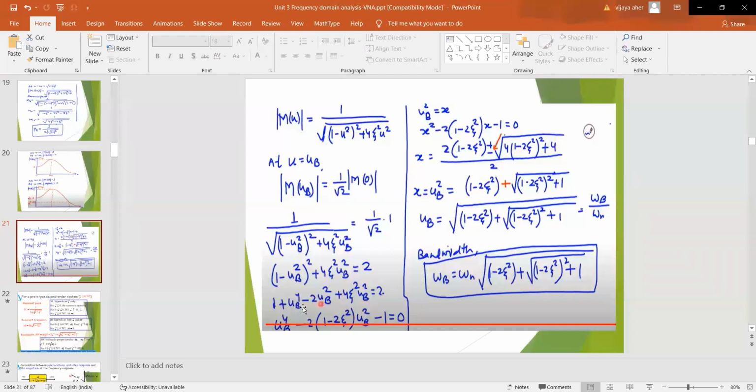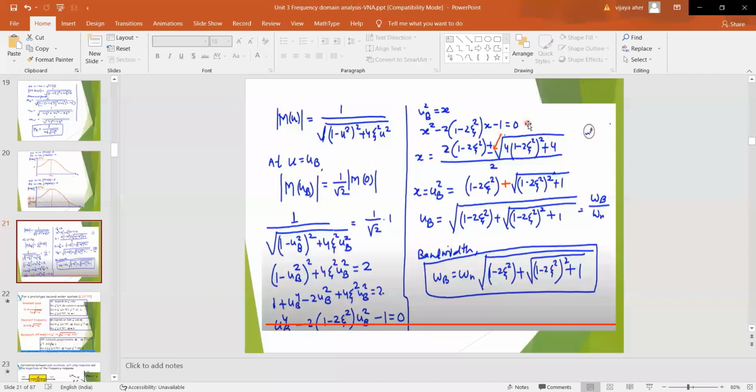ub square common taken. So minus 2 into 1 minus 2 zeta square into ub square, minus 1 is equal to 0. Now this is nothing but your quadratic equation. So just put ub square is equal to x. Then you will get simplified equation. So you will get equation x square minus 2 into bracket 1 minus 2 zeta square bracket complete into x minus 1 is equal to 0. Now this is the simplified quadratic equation.